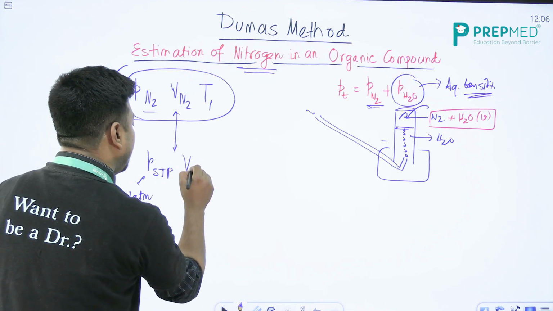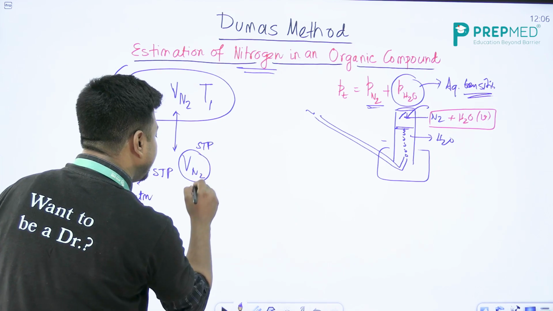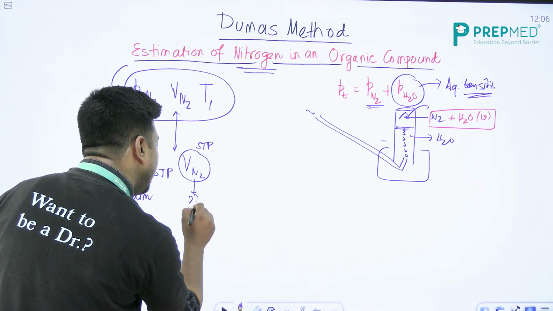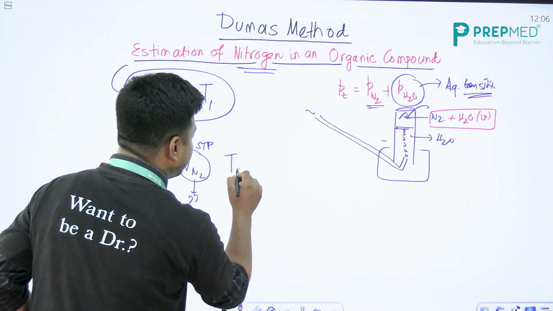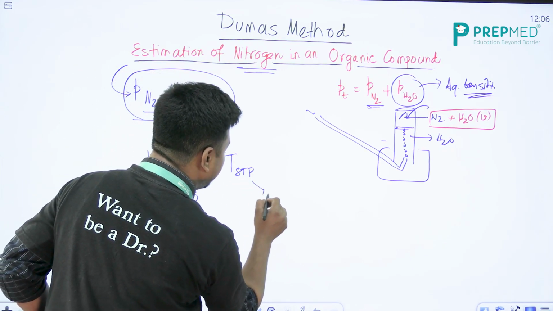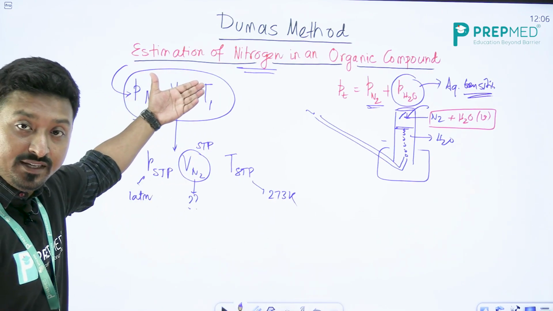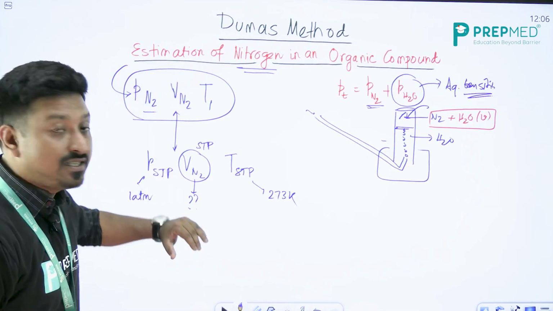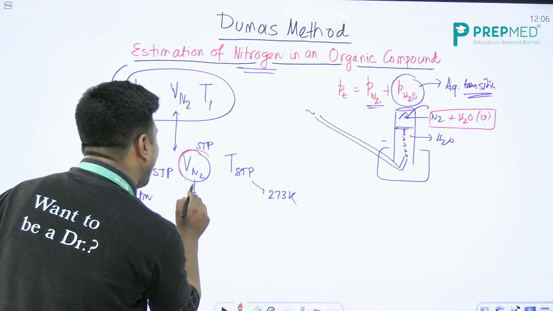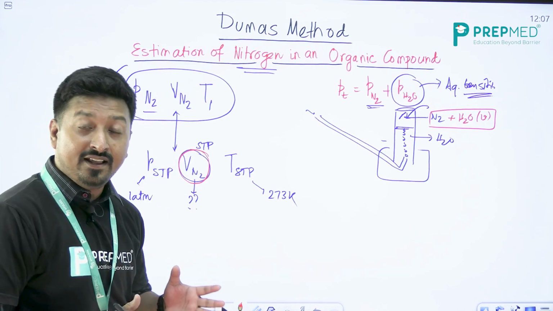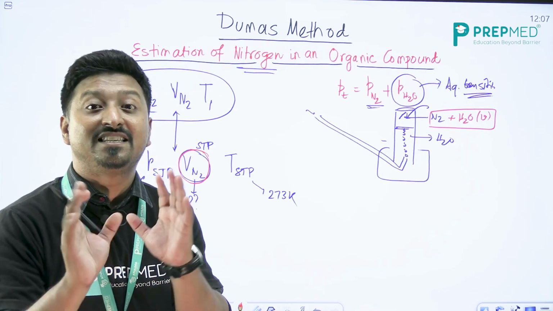We determine the volume of nitrogen at STP, and the temperature at STP, which is basically 273 Kelvin. So we compare this condition with this condition, and we estimate how much volume of nitrogen there is when this gas is collected or this reaction is done at STP condition.